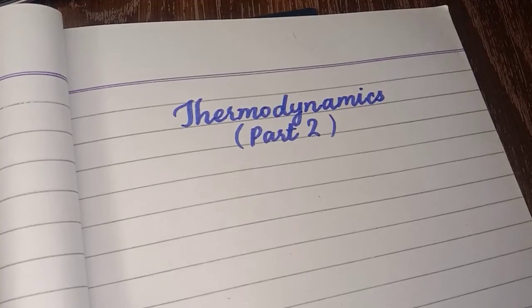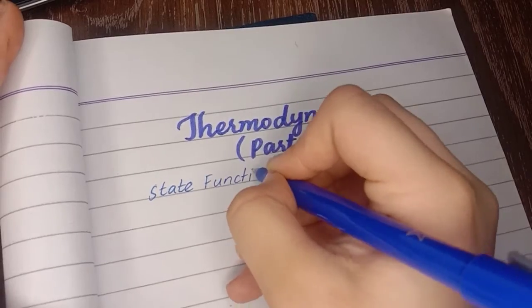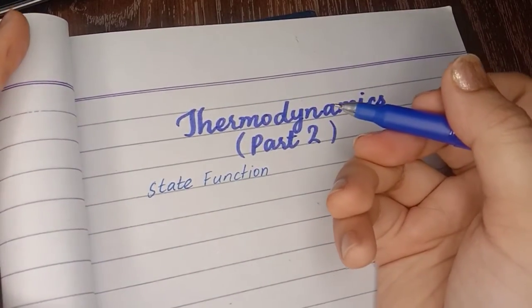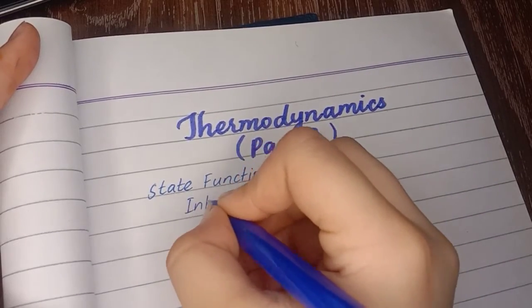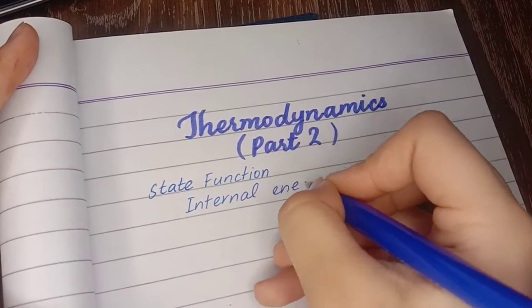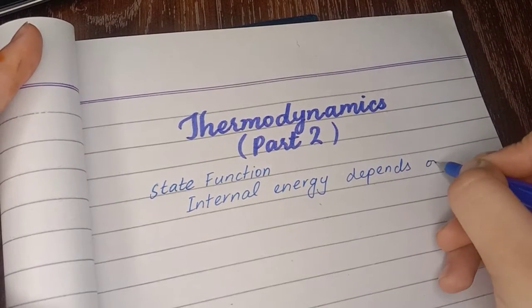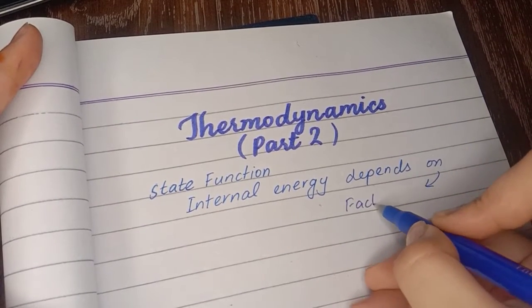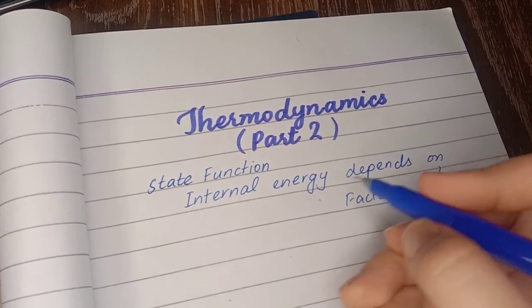So today we're going to start from the second part of the video, which is about the state function. The internal energy of a system depends on many things, which are the chemical identity, sample size, temperature, pressure, physical state, which is the gas, liquid, or solid, and many more. And the internal energy does not depend on one thing, which is the system's past history.